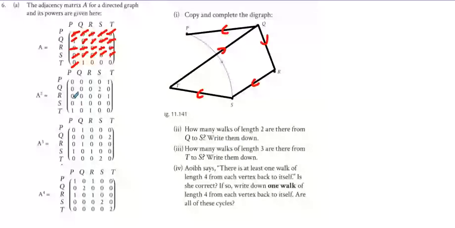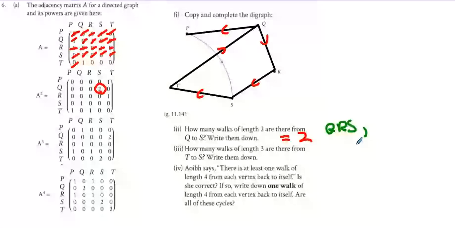Q to S will be here to here. What do you think the answer is? 2. And we also have to write them down. So we have to write down what way we're going to organize this. So how do we go from Q to S in a distance of 2? Q, R, S. And that's actually the answer it gives you in the solutions. It just says write down Q, R, S. So Q, R, S is one of them.